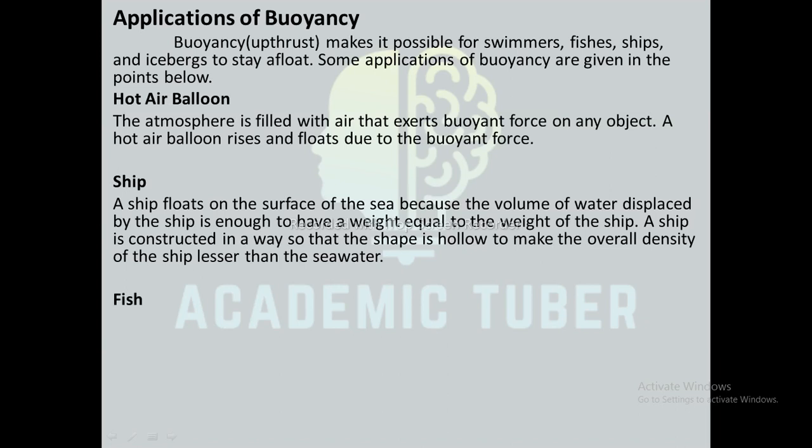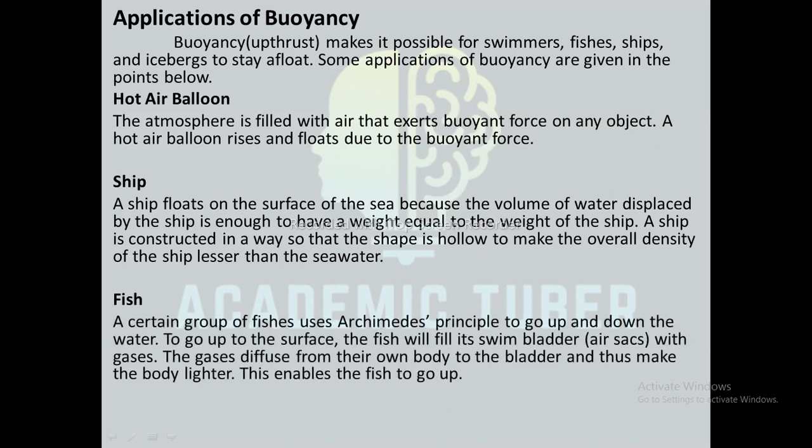Next one, fish. A certain group of fishes uses Archimedes principle to go up and down in the water. To go up to the surface, the fish will fill its swim bladder air sacs with gases. The gases diffuse from their own body to the bladder and thus make the body lighter. This enables the fish to go up.